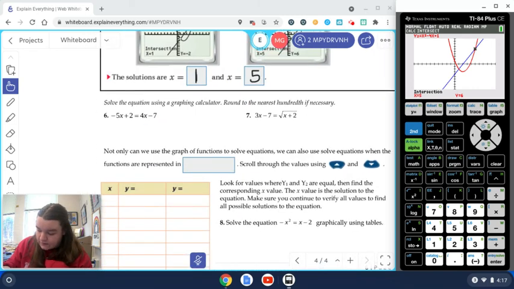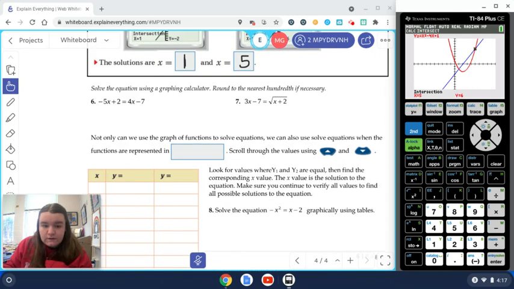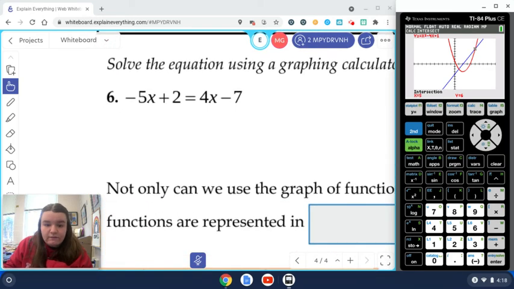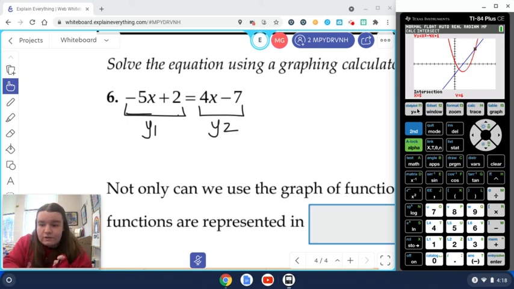So for 6 and 7, we are going to do these in our calculator. Question 6, we have negative 5x plus 2 equals 4x minus 7. So I'm going to put this into y1 and this half into y2. It does not matter which one you put into y1 and y2. I just typically put the one on the left first.